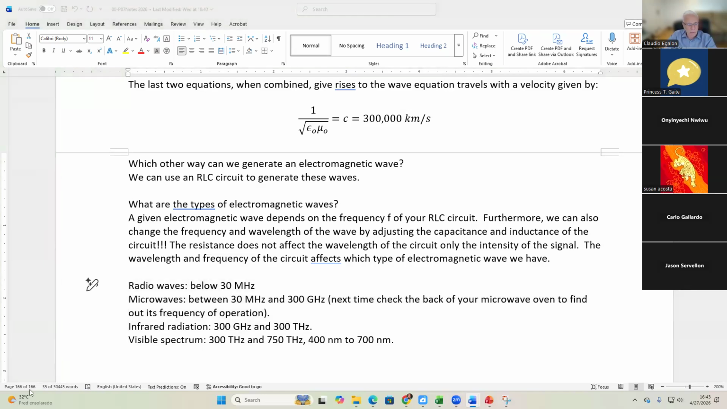The next region in the spectrum is the ultraviolet wave. Then you have X-rays and gamma rays.